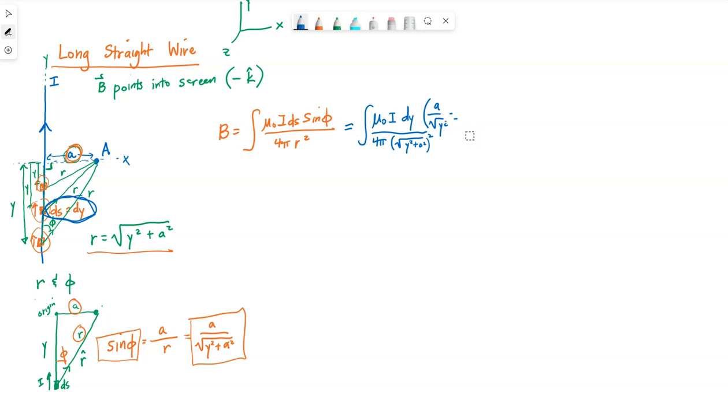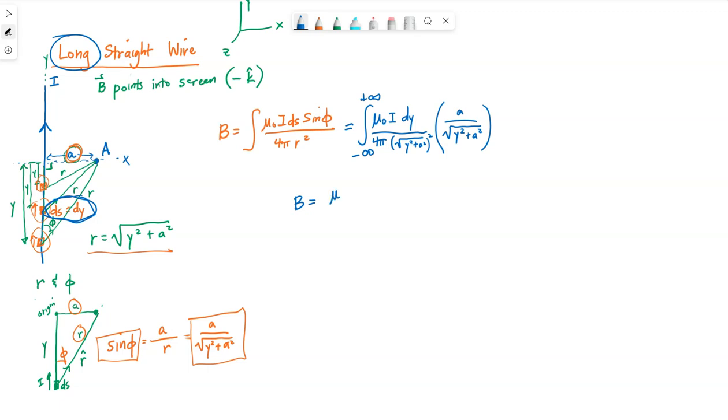Let me draw this a little bit better. That sine of phi would look like this in here. Our limits of integration need to represent where on the y-axis this wire is located. Well, we're talking about a long wire, so we're going to assume infinitely long, so negative infinity to positive infinity, as long as we can possibly have it.